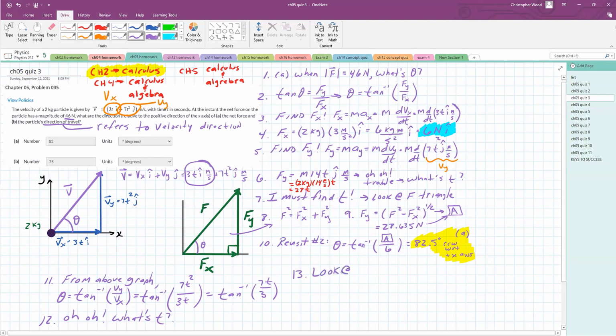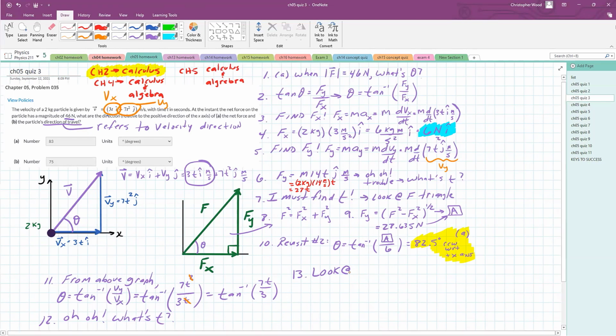Professor, sorry, I missed something. How'd you get 7t squared over 3t to just 7t over 3? Because of taking the derivative, or something? No, t squared cancels with t. Ah, okay. Right. Cancel simplification. Yep. Thanks. Okay. So I need to find t.